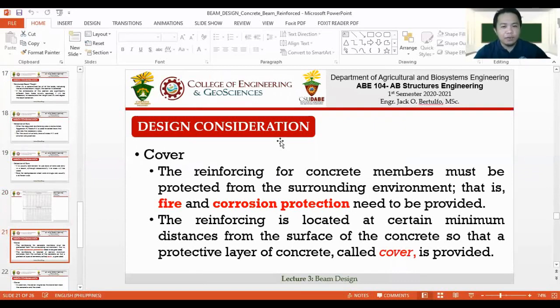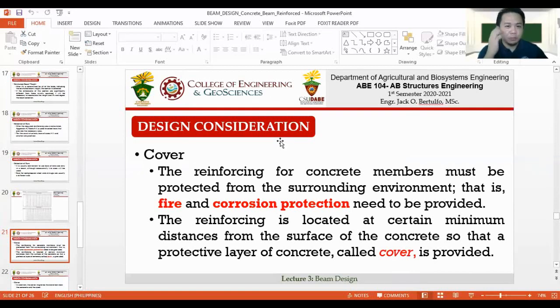Okay, the last one is the reinforced concrete cover. The reinforcing of concrete members must be protected from the surrounding environment. So this is covered. That is, fire and corrosion protection need to be provided. The reinforcing is located at a certain minimum distance from the surface of the concrete so that a protective layer of concrete called cover is provided.